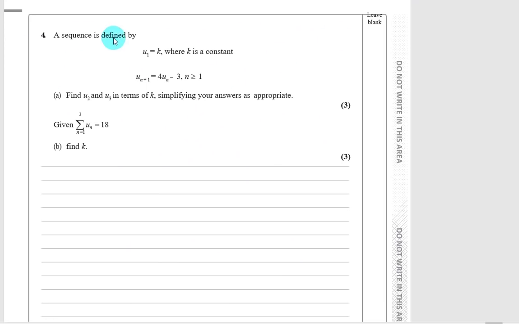A sequence is defined by u1 is equal to k, where k is a constant. u(n plus 1) is equal to 4 un minus 3, n bigger than or equal to 1. Find u2 and u3 in terms of k, simplifying your answer. Start.